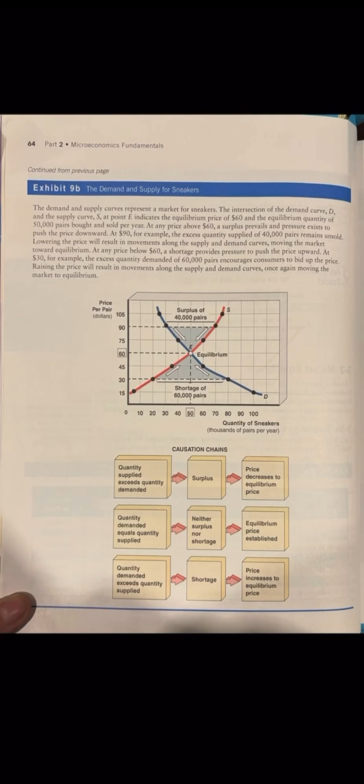At any price above $60, a surplus exists and pressure exists to push the price downwards. At $90, for example, the excess quantity supplied of 40,000 pairs remains unsold. Lowering the price will result in movements along the supply and demand curves, moving the market towards equilibrium. At any price below $60, a shortage provides pressure to push the price upwards. At $30, for example, the excess quantity demanded of 60,000 pairs encourages consumers to bid up the price. Raising the price will result in movements along the supply and demand curves, once again moving the market to equilibrium.